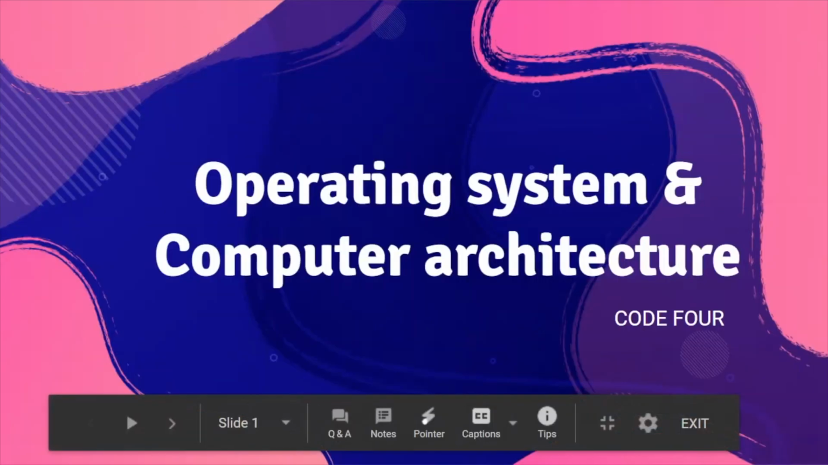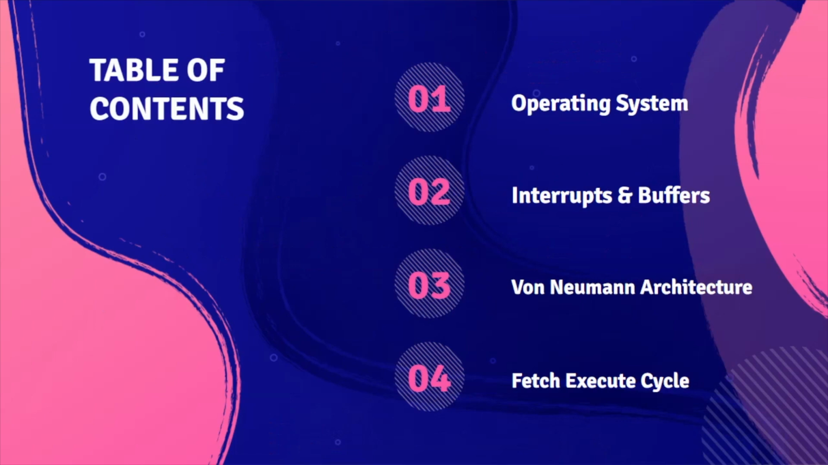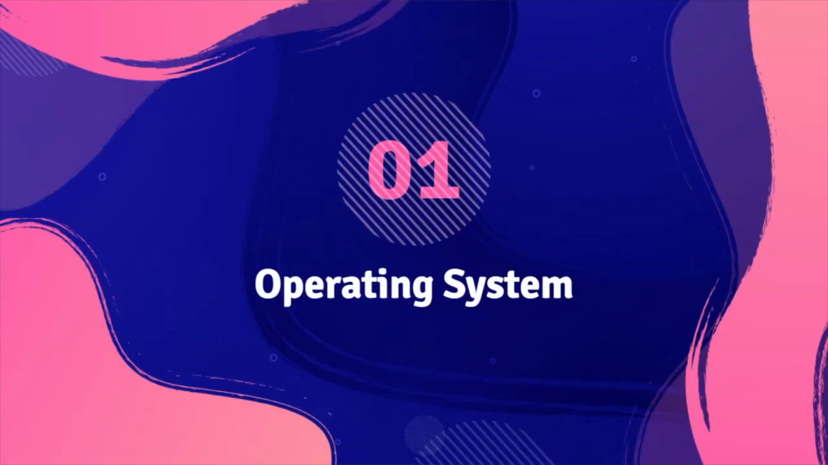Hello guys, Code 4 is back with another video on Unit 4 of IGCSE Computer Science, Operating System and Computer Architecture. The main topics we'll be covering today in this video are shown: operating system, interrupts and buffers, von Neumann architecture, also known as computer architecture, and finally, fetch execute cycle.